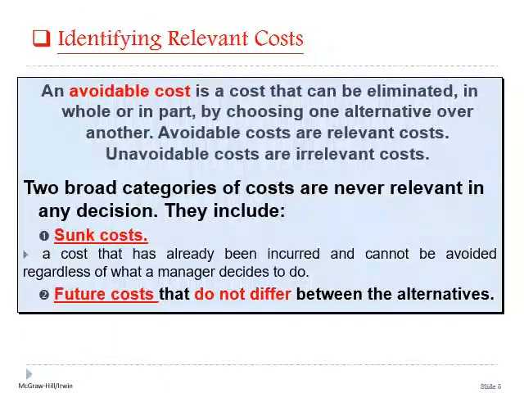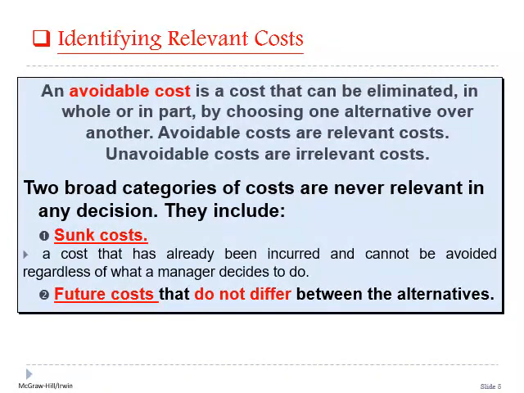We have some concepts to identify relevant costs, which is avoidable cost. What is avoidable cost? التكاليف التي يمكن تجنبها. It says here an avoidable cost is a cost that can be eliminated، التي يمكن الاستغناء عنها in whole or in part، سواء جزء منها أو بشكل كلي، by choosing one alternative over another، لما نيجي نختار أحد البدائل ونستبعد بديل آخر.